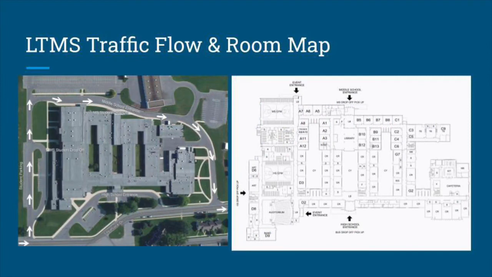Middle school traffic flow and room map. You will note on the room map where the entrances are labeled. The high school entrance, the event entrance is by the auditorium. There's a band drop-off student high school entrance on the west side of the building, and at the middle school, the event entrance by the gymnasium and the middle school entrance to the main lobby.